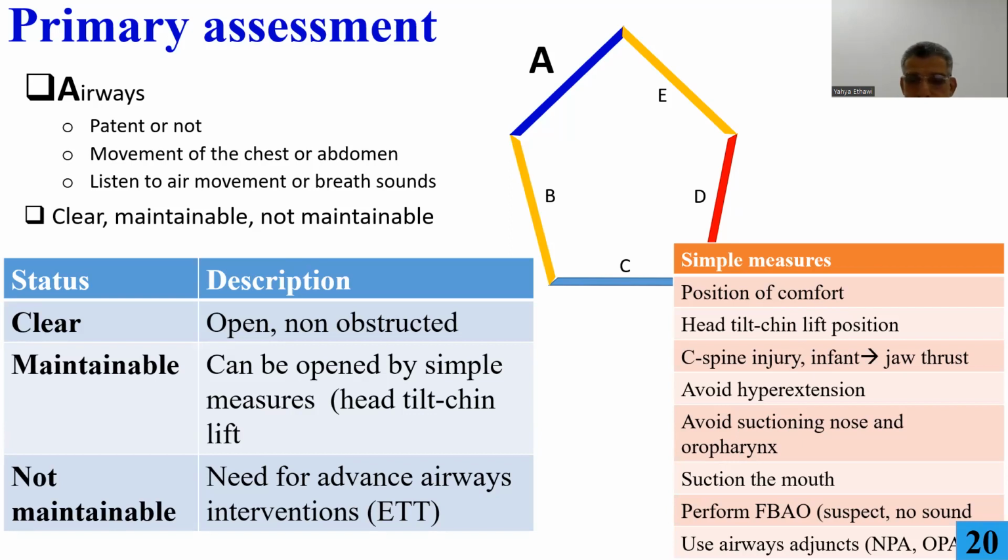Okay. So you do suction. Also, if there is obstruction, you do foreign body removal. We'll talk about it. You might use an airway adjunct, such as a nasopharyngeal airway or oropharyngeal airway. All these are simple measures to open the airway in identification of maintainable airway. Any question? Okay.